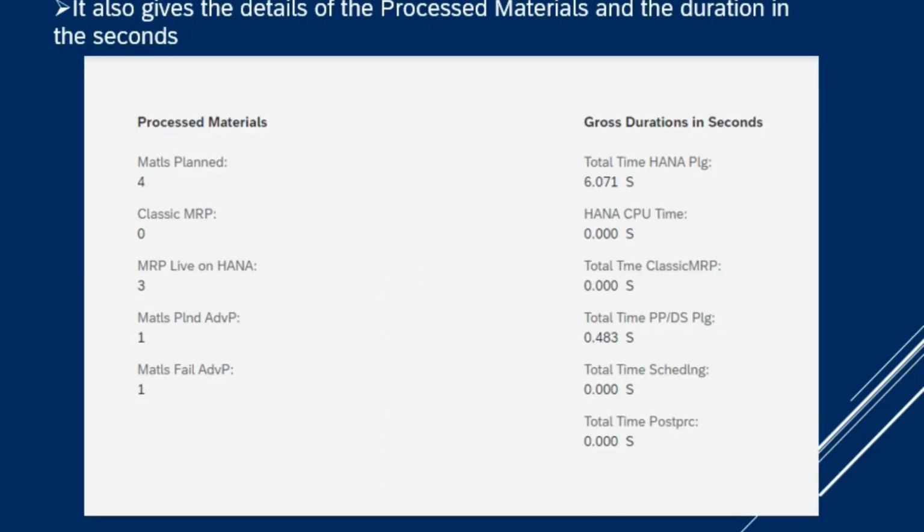Now when you go to the run history, it will give the details of the processed materials. It tells you what the total materials planned were, how many were planned in live HANA, how many in advanced planning, and how many materials failed for advanced planning. These details are all available here. There is also a gross duration in seconds, which tells how much time the system has taken in terms of CPU, PPDS time, and post-processing. These are all SAP calls as the key figures.